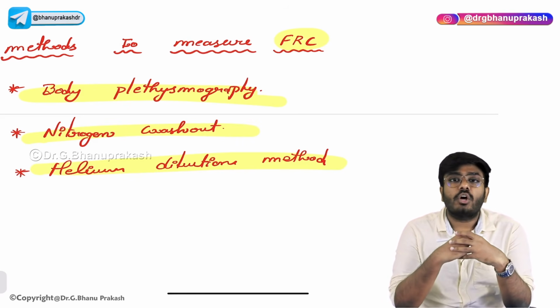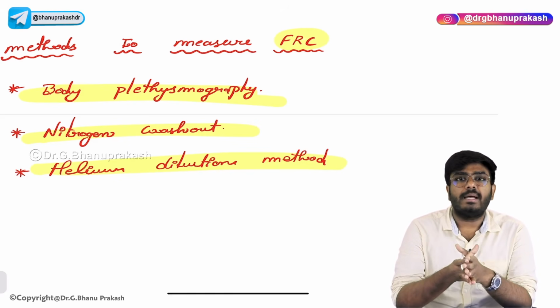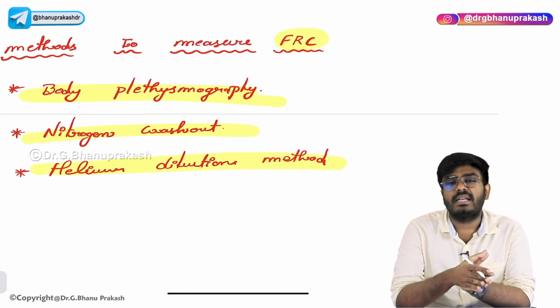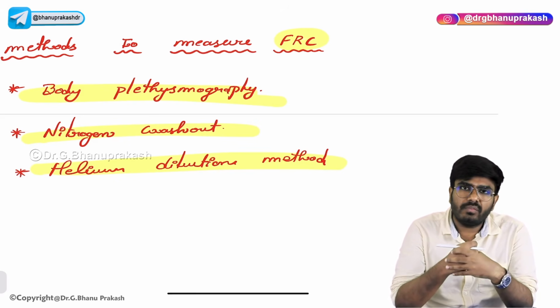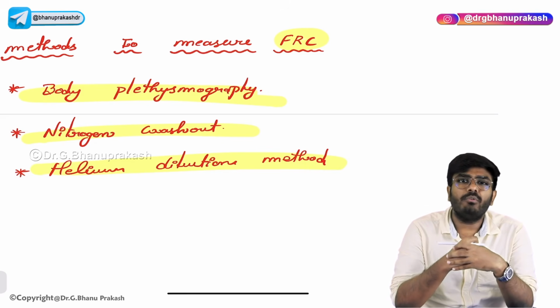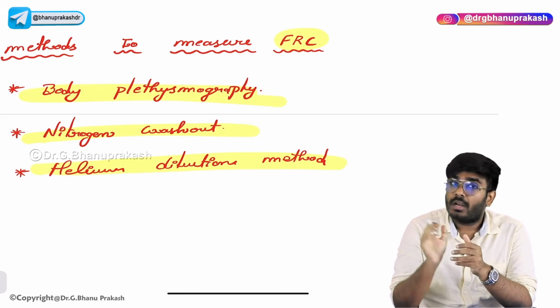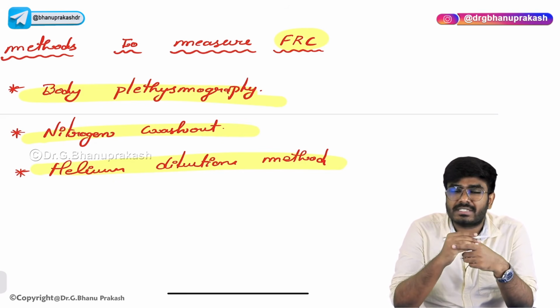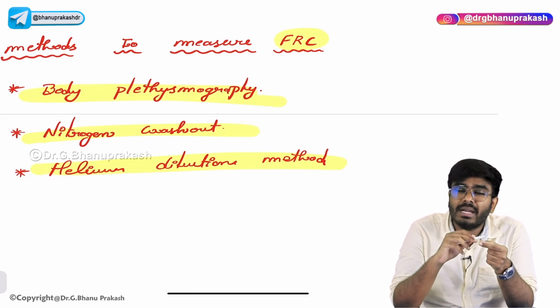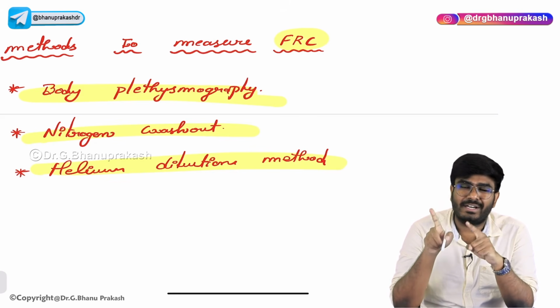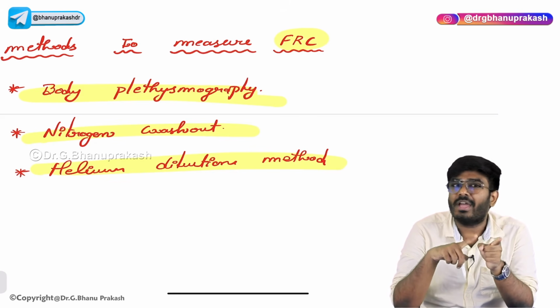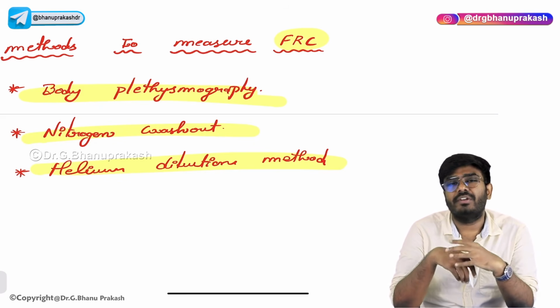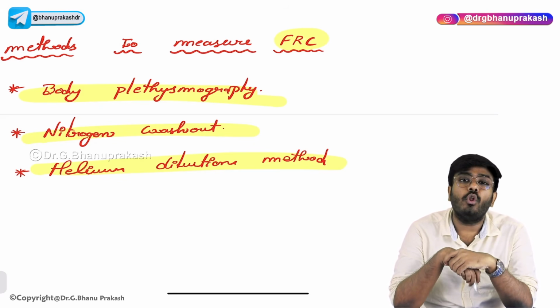Okay guys, we have discussed all the important points which you need to know for your exam: the different lung volumes and different lung capacities. In the upcoming video, let's discuss flow volume loops, not the pressure volume loops. Pressure volume loops are nothing but compliance curves, the compliance of the lungs, which we have already discussed.